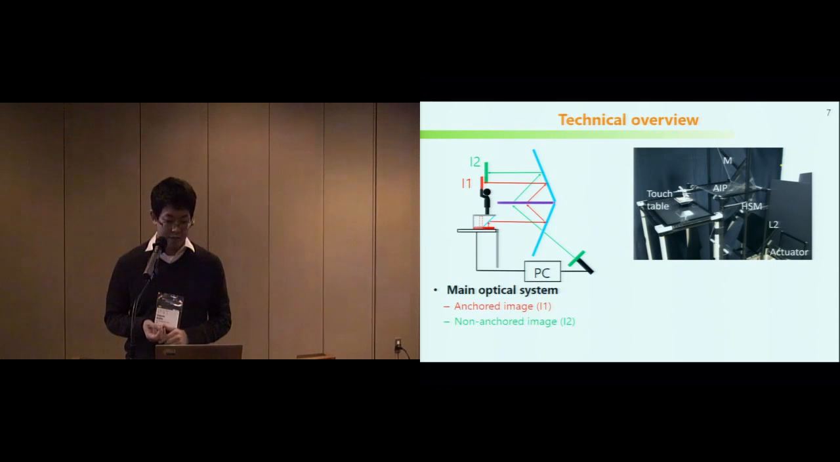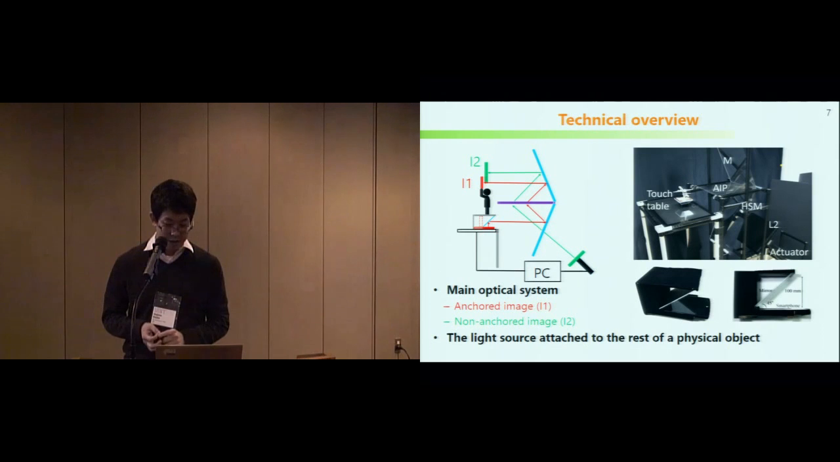This is a technical overview. The proposed system consists of three elements. The first one is a retroreflective system, which forms an object-anchored media image, I1. The second is an additive system, which forms a non-anchored media image, I2. The third is a light source attached to the rest of a physical object.